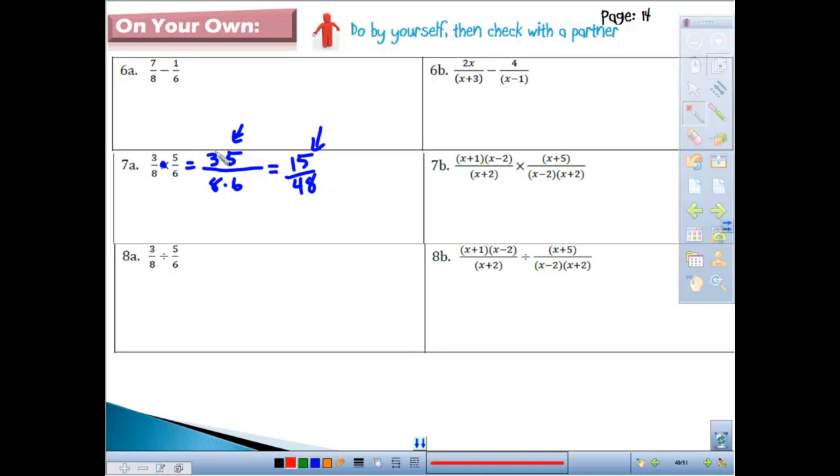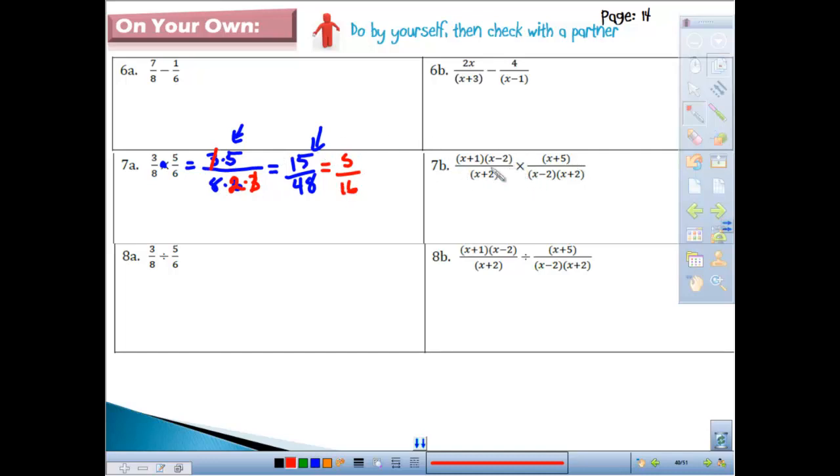So I know that 3 has a common factor in 6. 6 is the same as 2 times 3. So I could cancel out this 3 with this 3, and the 5 can't cancel out with anything else. So I know that the simplified version of this would be 5 over 8 times 2, which is 16. So we could do the same exact thing here.